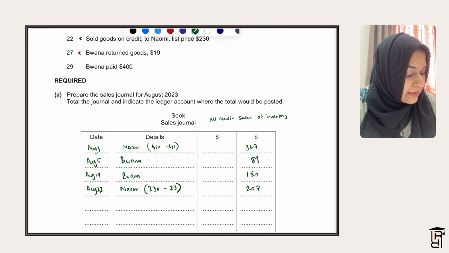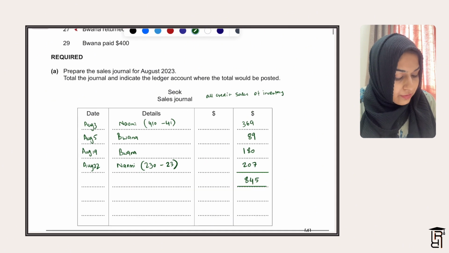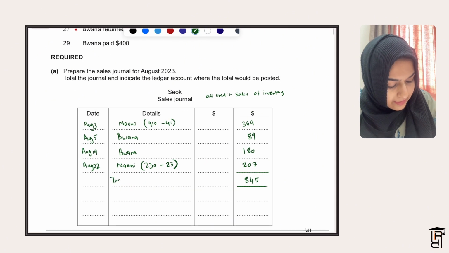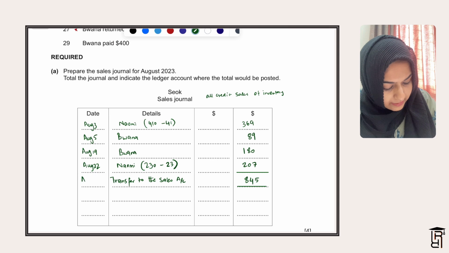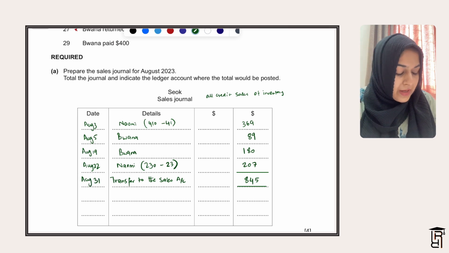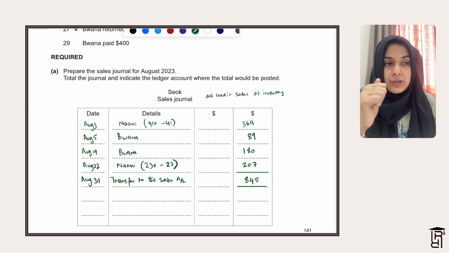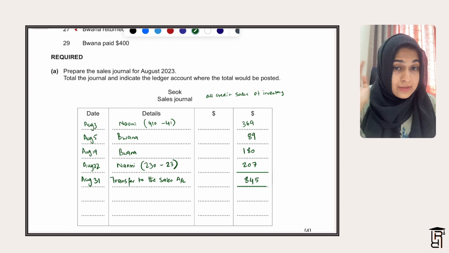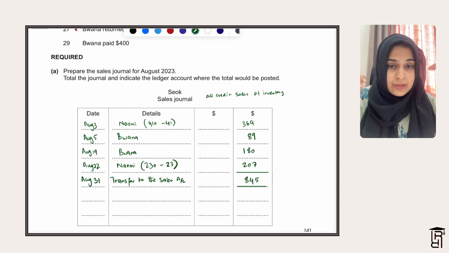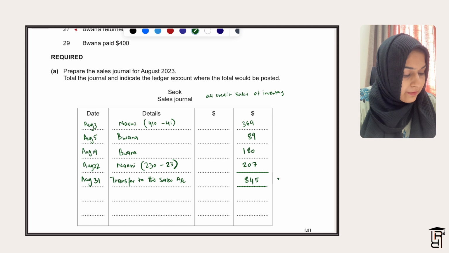When I add these all, I get the total credit sales that are made during this month. That was the month of August. I need to write here transfer to the sales account, and this will be August 31st. Whenever you are making the book of prime entry, that is the sales journal, you record every person's name to whom we are selling goods on credit. You record the amount after trade discount. But once we get the total, the total over here is 845.